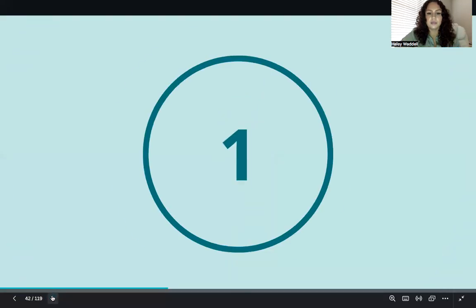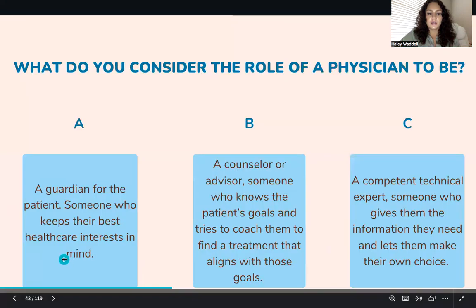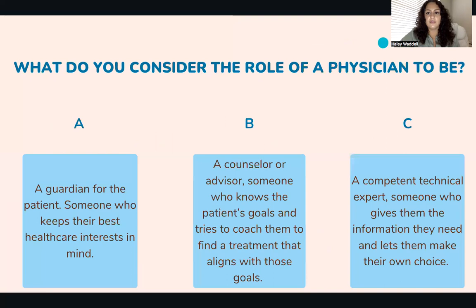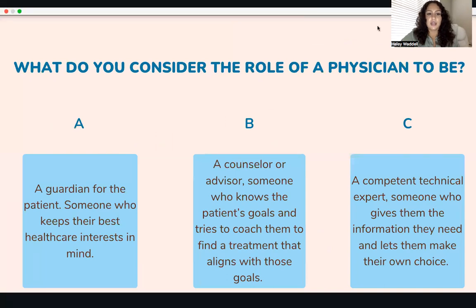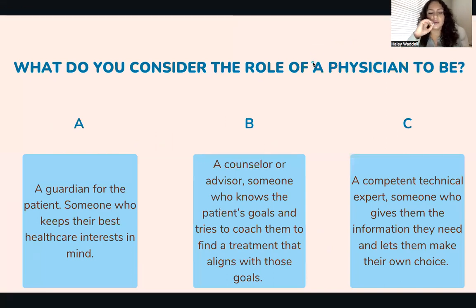All right, number one. Okay, so what do you consider the role of a physician to be? A, a guardian for the patient, someone who keeps their best healthcare interests in mind. B, a counselor or advisor, someone who knows the patient's goals and tries to coach them to find a treatment that aligns with those goals. Or C, a competent technical expert, someone who gives them the information they need and lets them make their own choice. A, B, or C.